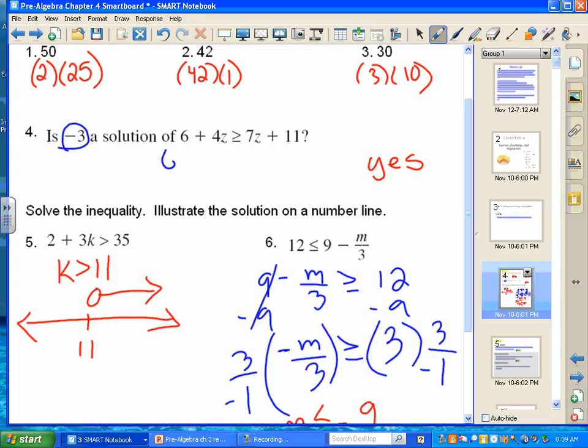So you have 6 and then plus 4 times negative 3 is negative 12. So it's really 6 minus 12 greater than or equal to 7 times negative 3 is negative 21 plus 11. Did you have that when you first plugged it in? So negative 6 greater than or equal to negative 10. Sorry, negative 10. So at this point, Annalise, negative 6 is greater than negative 10.